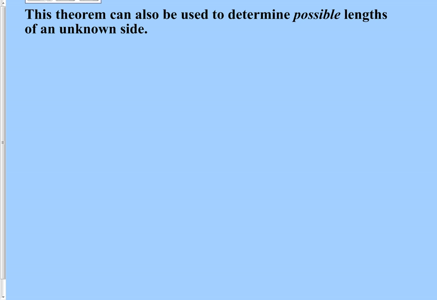All right. Now, there is a different manner in which the theorem can be used. Okay, and you will find that as we travel through geometry, there are often more than one way to use the rules that we come up with. So the other side of this theorem is that it can be used to determine possible or potential boundaries for the lengths of an unknown side of a triangle.